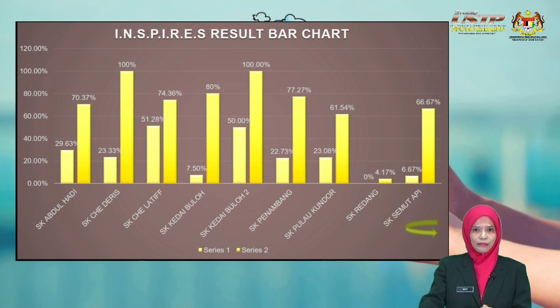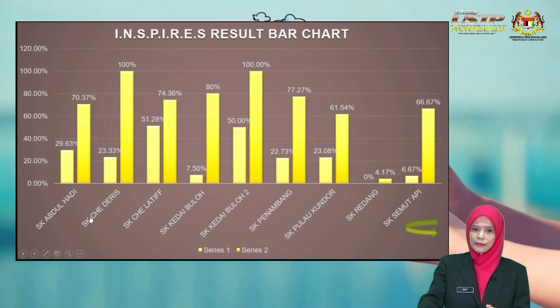And this is the bar chart. As you can see here, this bar chart has shown excellent results for most of the schools in QIT Kedai Buloh. Let's see Sekolah Abdul Hadi. From 29.60%, they achieved 70.37%. And for Sekolah Kebangsaan Cik Dres, from 23.33%, they achieved 100% passes.